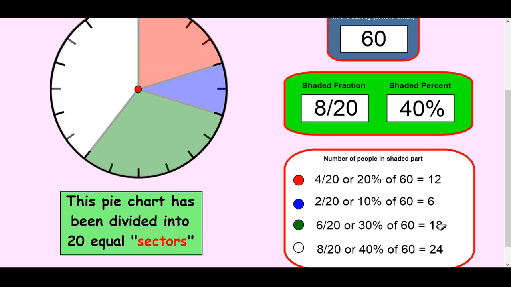Now remember, all of these answers should add up to the total pie chart of 60. So various ways to do this. Just find one that works for you and then try that and use it.